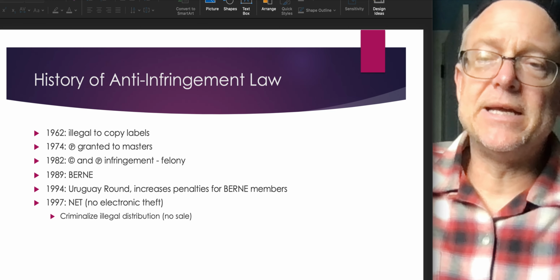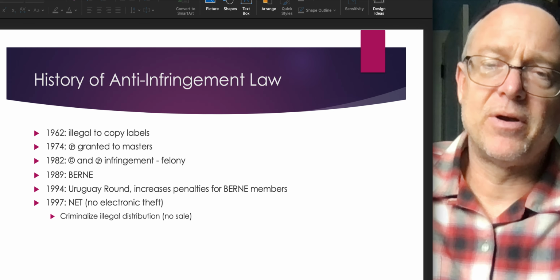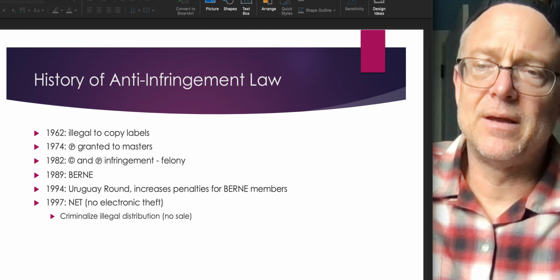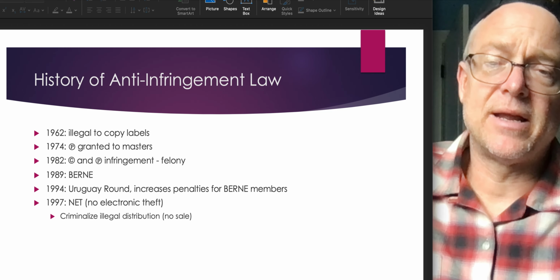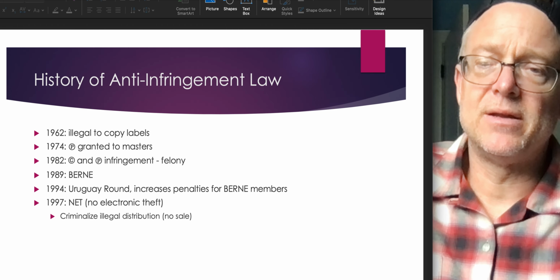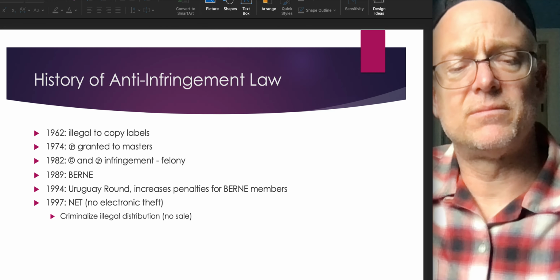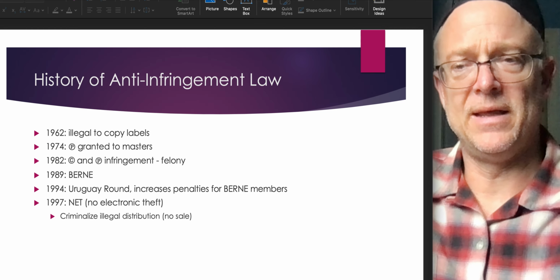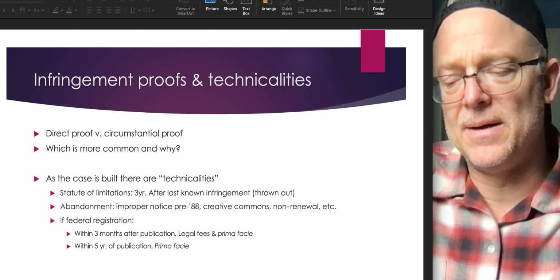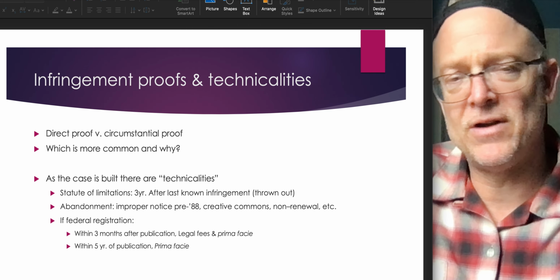In 1994, the penalties were increased for Bern members, especially on the side of Circle P. And then 1997, the No Electronic Theft Act, or the NET Act, criminalized illegal distribution. So those are a few different laws that let you sort of trace the development of infringement as an issue that is addressed by the United States government in various ways over different eras.